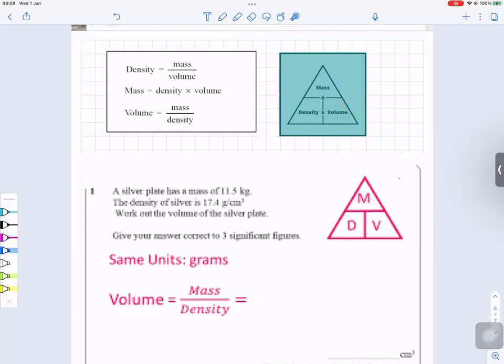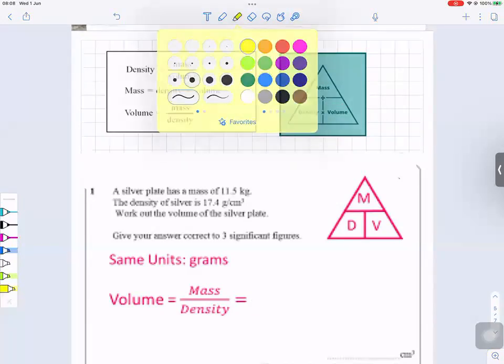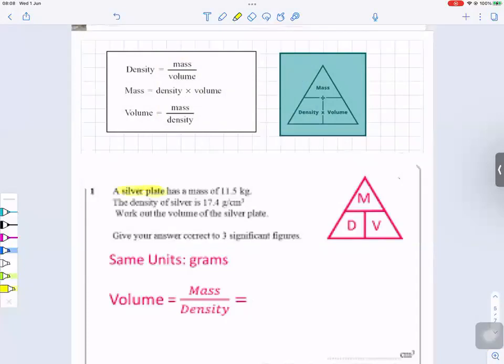Now, this question, you might not see it clearly, but I'll read it for you. It says a silver plate has a mass of 11.5 kilograms and a density of 17.4. So that's 11.5 and the density is 17.4. Find the volume. So we want to find V. I'll allow you to use your calculator to work out the volume. I'll give you 2 minutes to try that. Work out the volume, use your calculator, and put them in the same units.